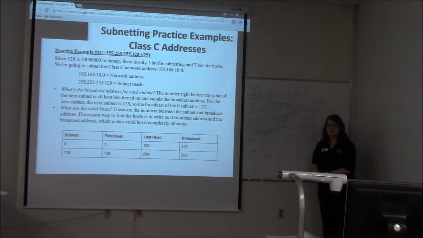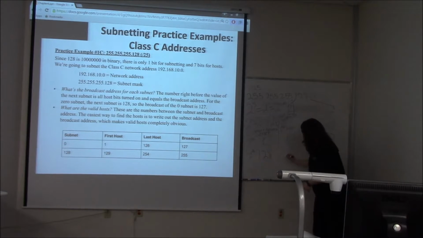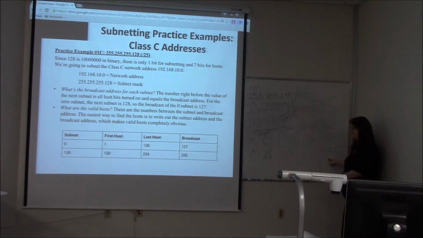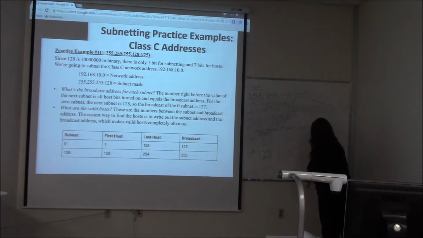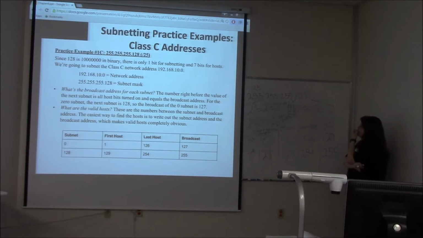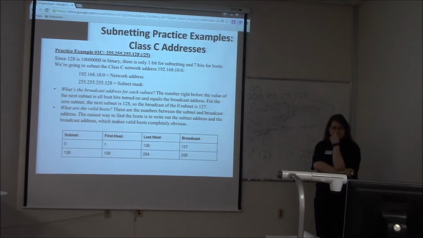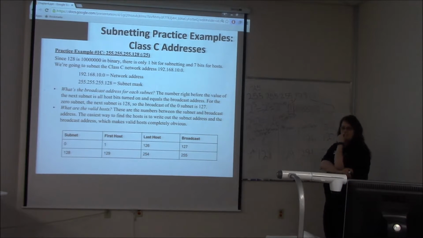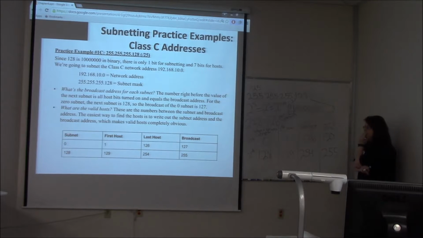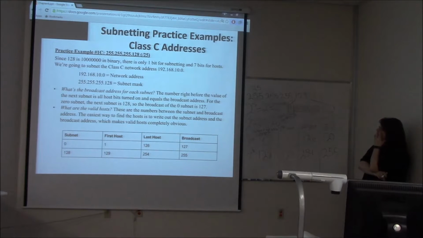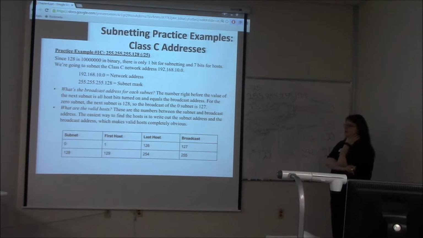Make sense? Okay, so if I'm going to do this at the bottom, well, 1 plus this one is 129. And 1 minus this one is 254. So if we're going to subnet a /25 network, we always get those numbers. Okay? Questions?